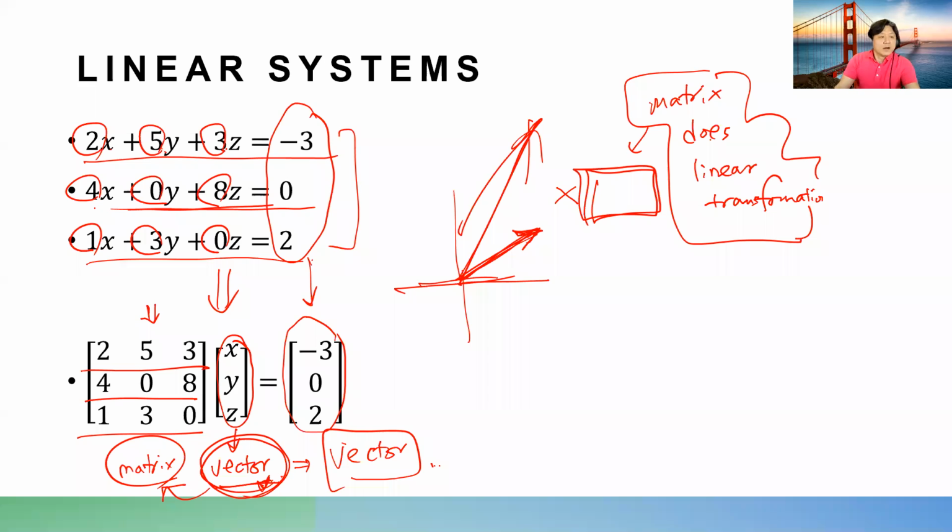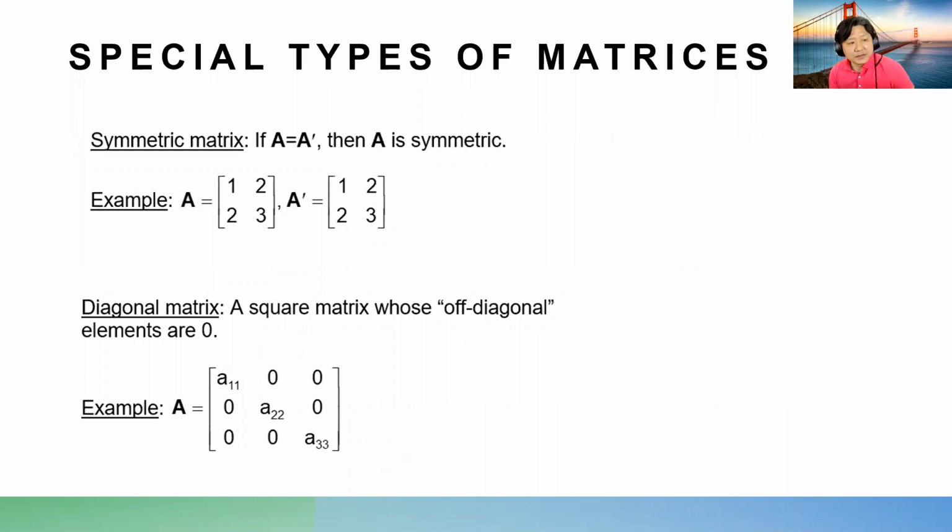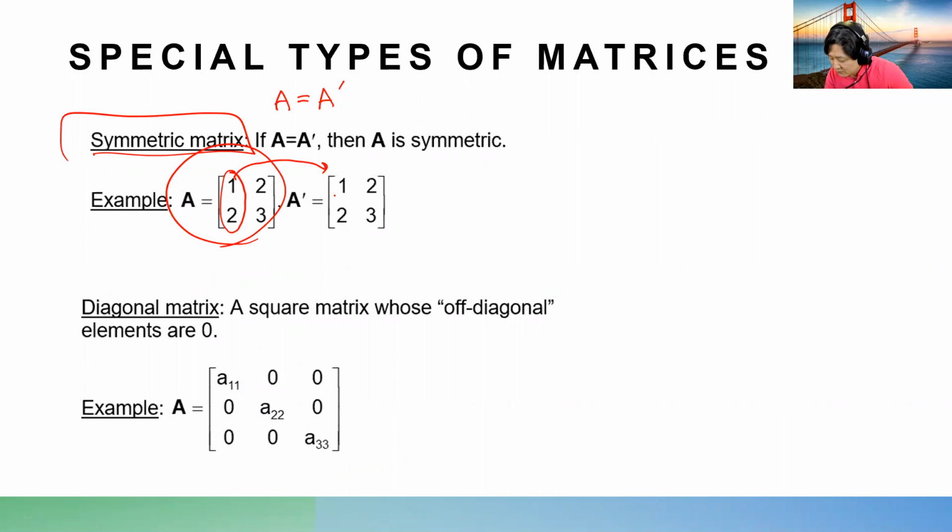Okay. Right. So now let's talk about the symmetric matrix. So this is a symmetric matrix. If A is equal to A transpose, that is called a symmetric matrix. So this is the A matrix. If we transpose this one, think about this: the first column goes to the first row, and the second column goes to the second row. After transposing, A is still equal to A prime, right? So this is a symmetric matrix. This is called the symmetric matrix.